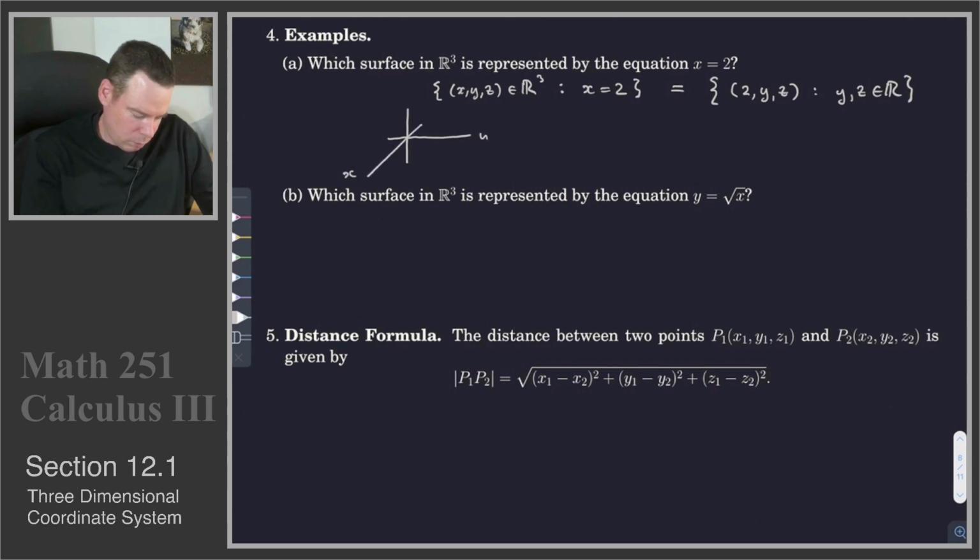There's x, y, z. There's x equals 2. Let's say that's 2. So we'll draw a couple of line segments there. And now what I'm going to draw is essentially a plane. So there's a plane.